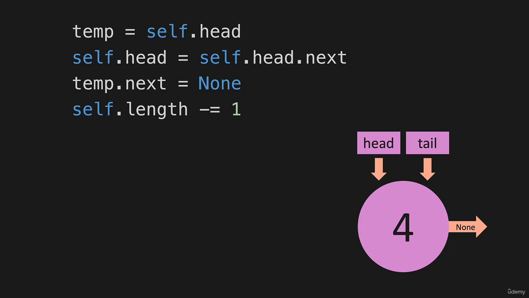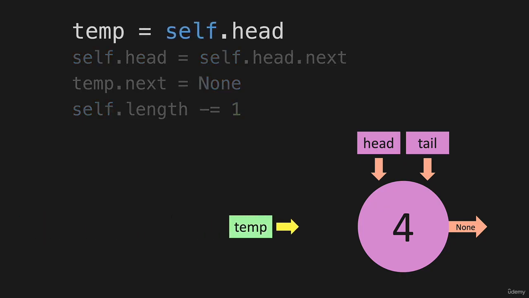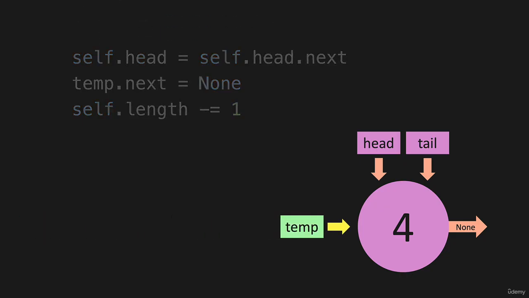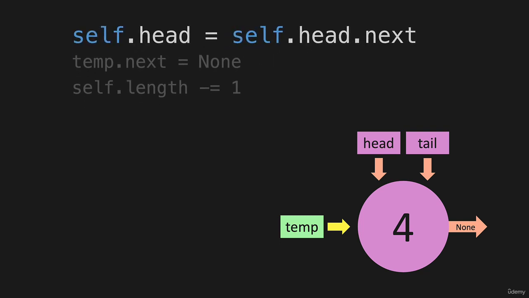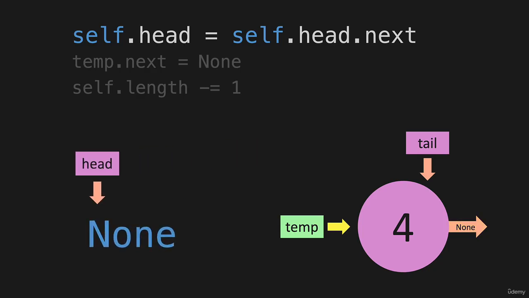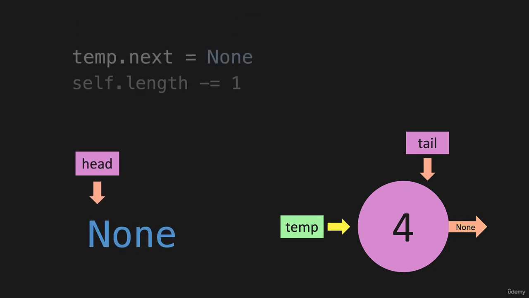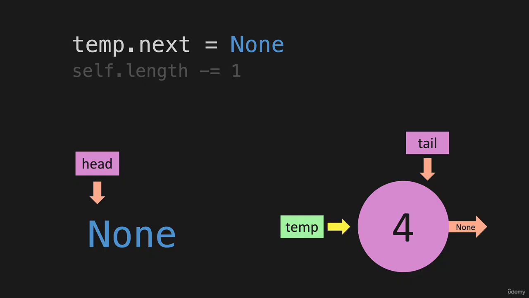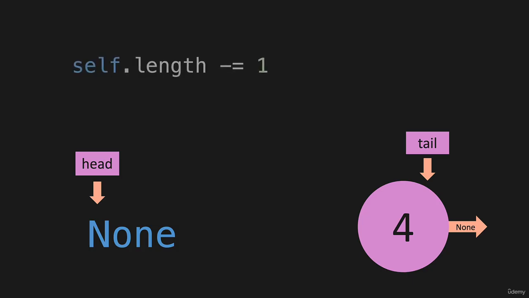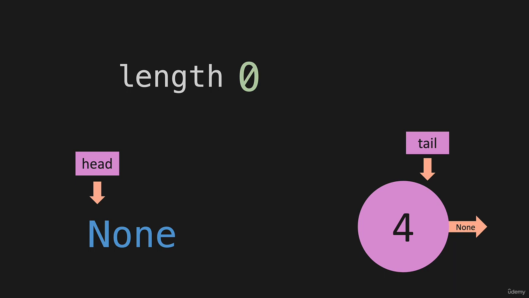So let's just walk through this like we did on the other end of the list when we were removing an item. So we have temp is equal to self.head like this. And then we'll say head is equal to head.next. Well, head.next is none. So that just sets head equal to none, which is what we do want. And then temp.next equals none. Well, temp.next is already none, so that doesn't do anything. So we'll remove that. And then I'll remove the variable as well, like that. And then we decrement the length by 1. It was 1, and now the length is 0.